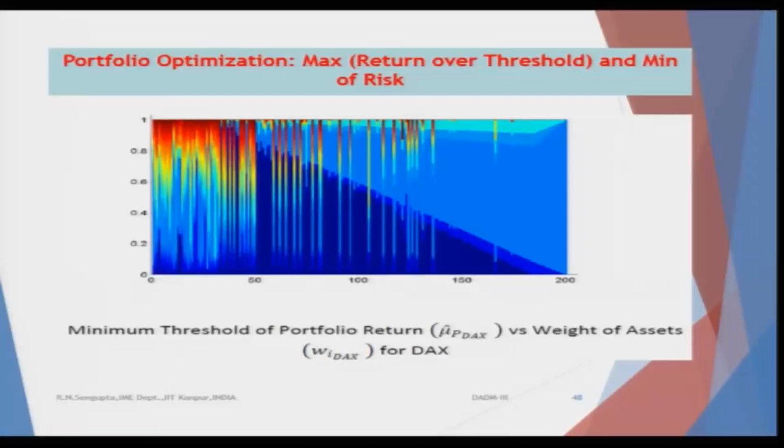So, you may find that for higher values of threshold, say for example, only one stock dominates and others are gone, but if you go for lower values, you see there is a huge amount of variation in the weights of the total portfolio. So, that means there are different types of scripts.